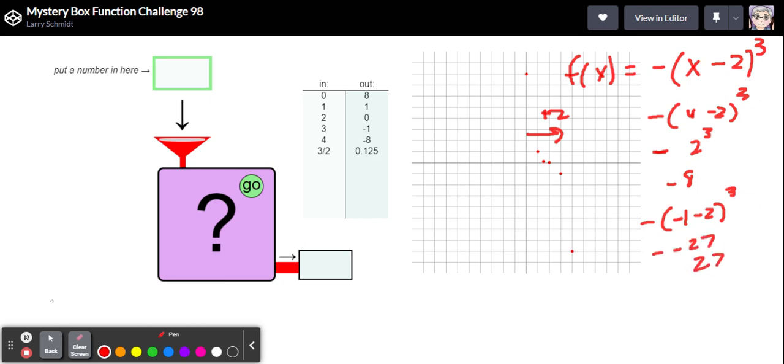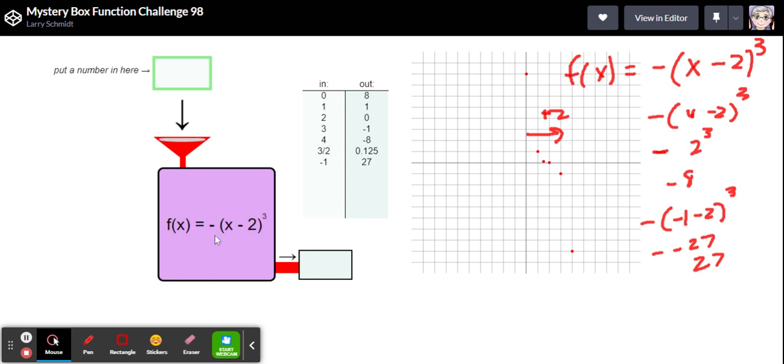Huh, so if I put in -1, I should get out a +27. Let's see. And there it is. We don't see that on the graph, but we've got it in the chart. So I think we can be pretty sure of this one. I'm going to reveal. Yeah, there it is. So -(x minus 2) quantity cubed. And let's graph that as well. And there is that flipped around, or flipped upside down, cubic function.